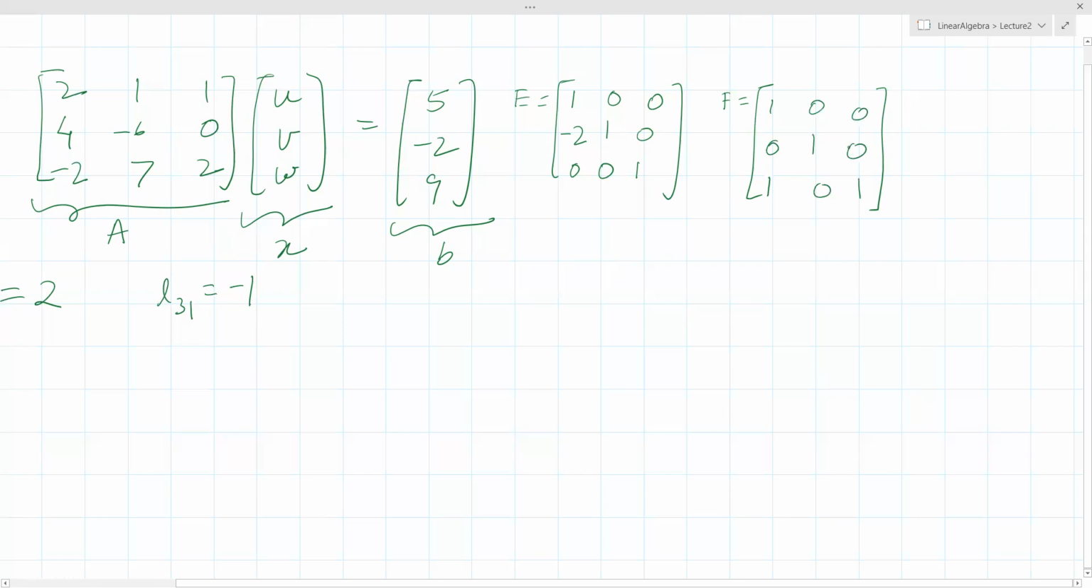Okay, so these are the first 2 steps. What about the third step? What is the third step I need to do?